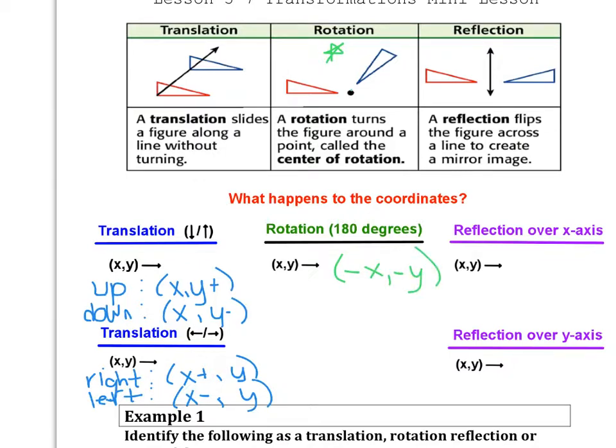And again, it just means they're their opposites. So if it started negative, it will now become positive. And if it started positive, it will now become negative.